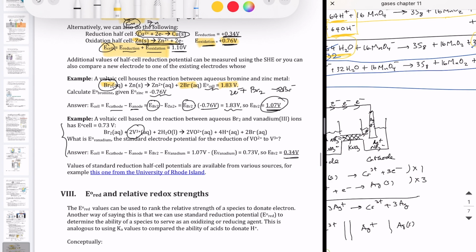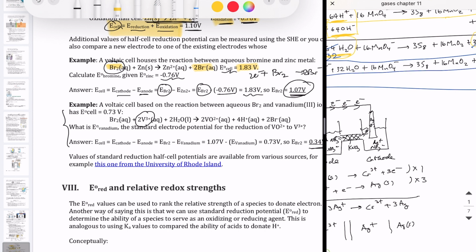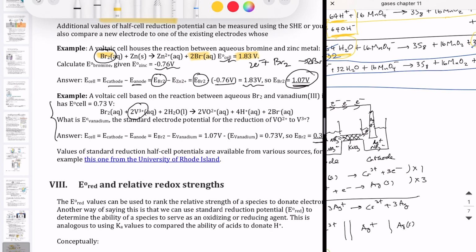I would just point out that as we're measuring all these half cell potential values, they are all tabulated. You can find this in various sources, either different textbooks. The one that I'm linking for you here is the one from the University of Rhode Island, which has an extensive list of all of these half cell potentials. They're going to be useful later on as we're doing some calculations.